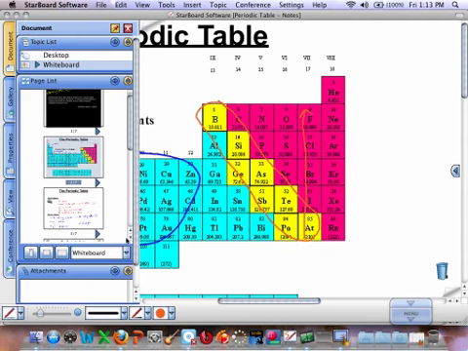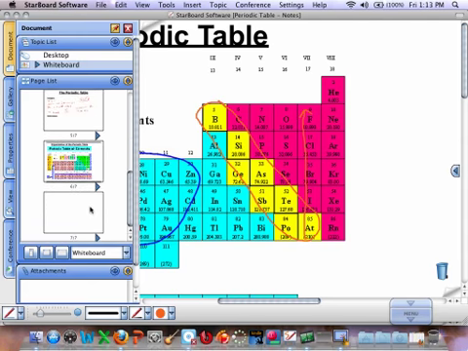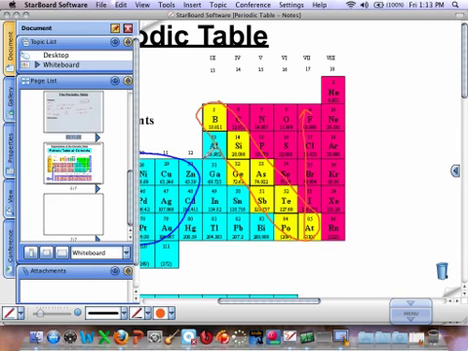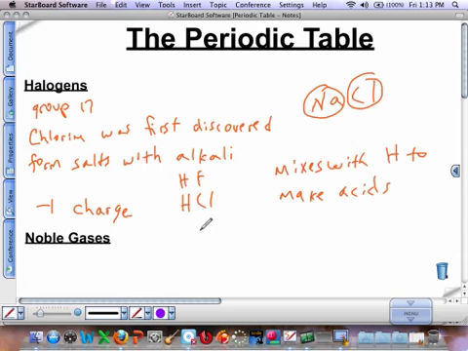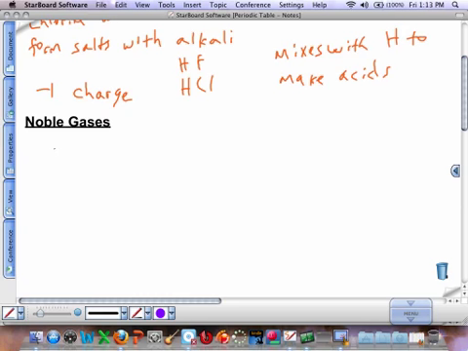All right, and then the last thing we need to talk about are those pesky noble gases. Group 18, the last column. What else can you tell me? They're odorless. They're at room temperature. I disagree with that. They're highly unreactive. They're almost absolutely non-reactive.